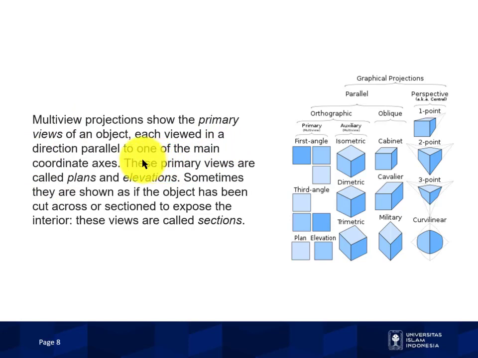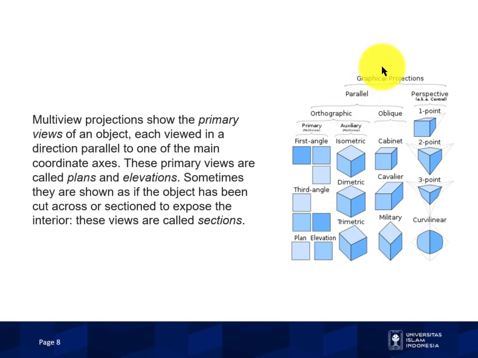Multi-view projection shows the primary views of an object, each viewed in a direction parallel to one of the main coordinate axes. These primary views are called plans and elevations. Sometimes they are shown as if the object has been cut across or sectioned to expose the interior. These views are called cross-sections.